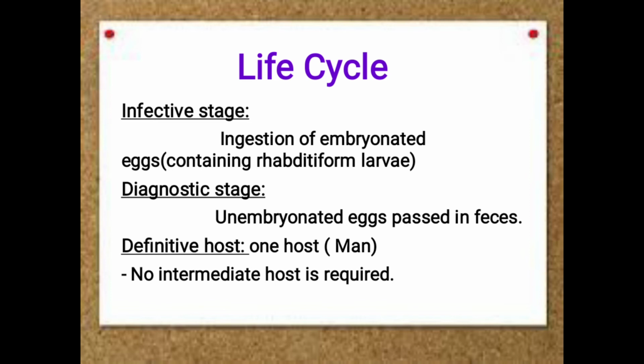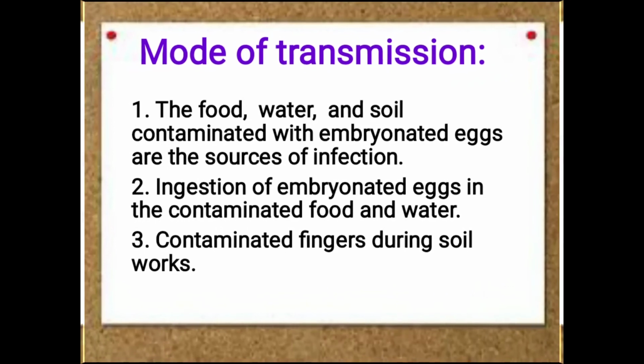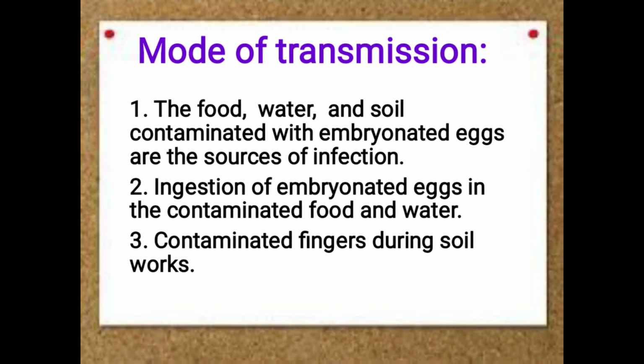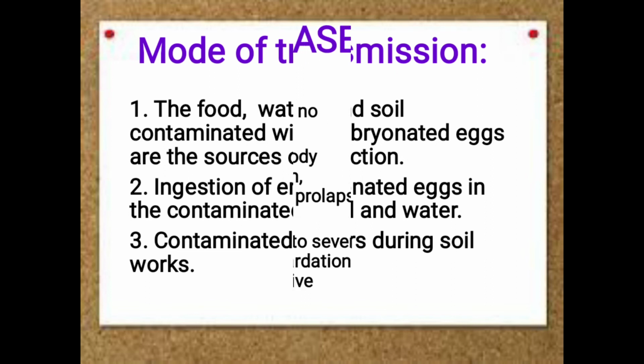The definitive host has only one host, which is man, and no intermediate host is required. For the mode of transmission, food, water, and soil contaminated with embryonated eggs are the sources of infection. That is, ingestion of embryonated eggs in contaminated food and water, and also contaminated fingers during soil work.